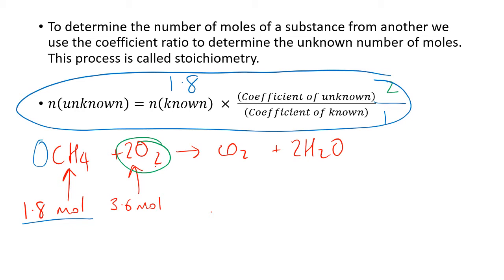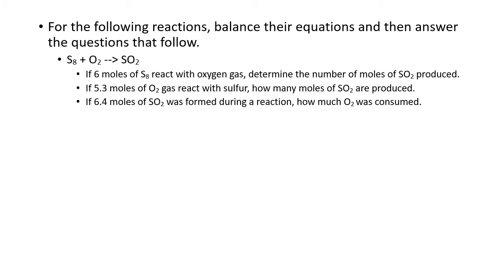Okay, so let's have a look at some questions here. For the following reactions, balance their equations and answer the questions that follow. All right, so let's balance this equation. S8 plus O2 goes to SO2, so let's just add an 8 here for that SO2. That means I have 16 oxygens on that side, so I need to have 16 oxygens on that side, and there I have 8 there, so now I have 8 there and 1 there.